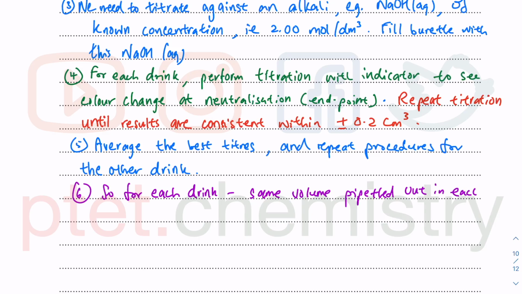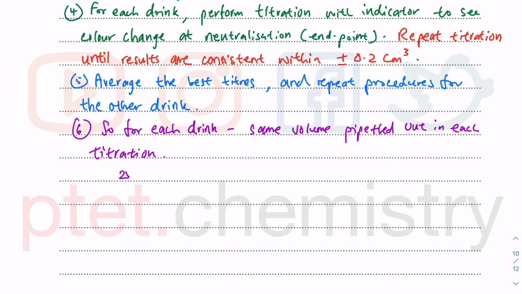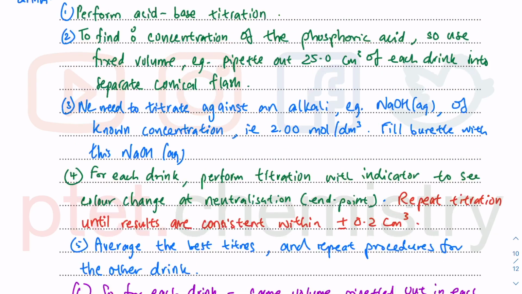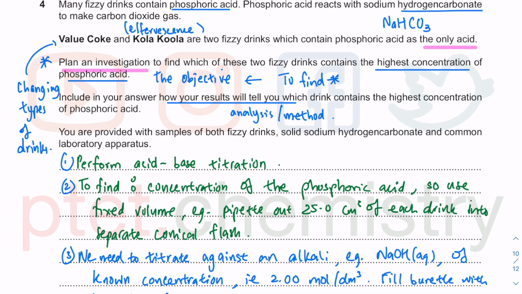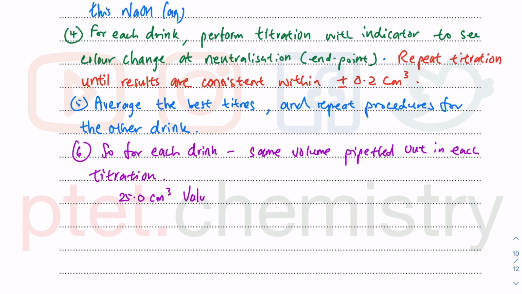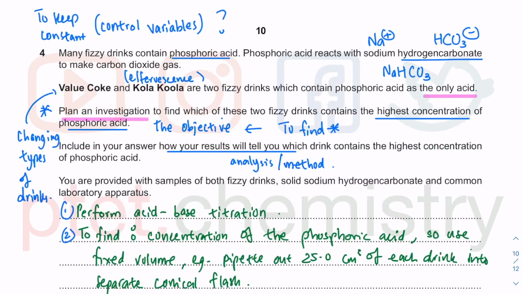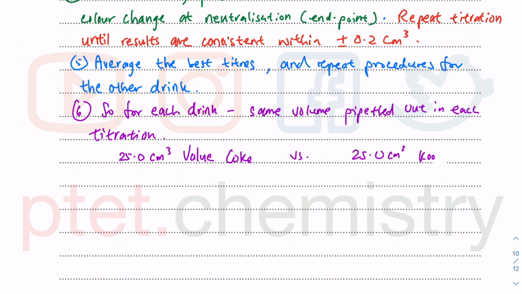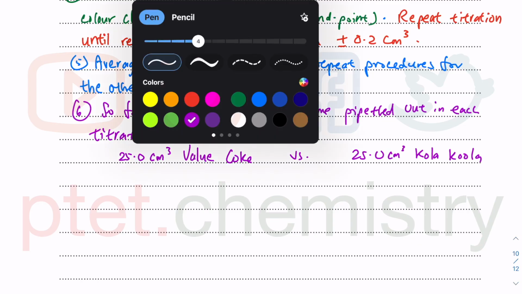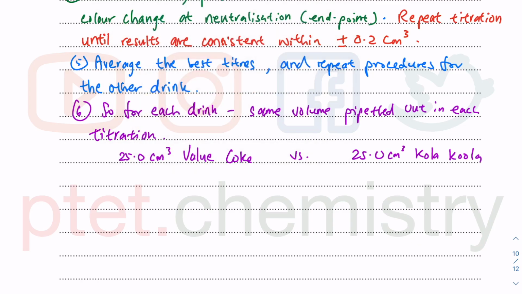In each titration, you have, I don't know, 25.0 cm³ of Value Coke versus 25.0 cm³ of Coca-Cola. It's a bit of a funny name, Cola and Cola. So whichever one requires more NaOH will have the higher concentration.